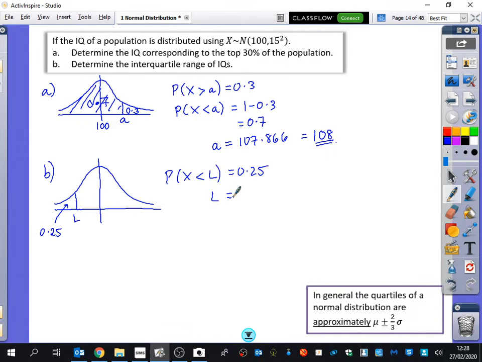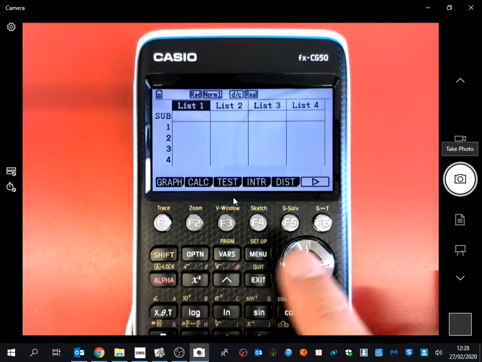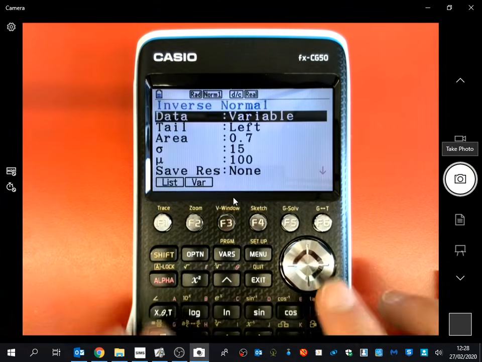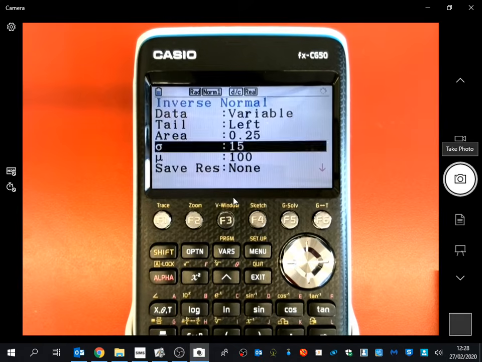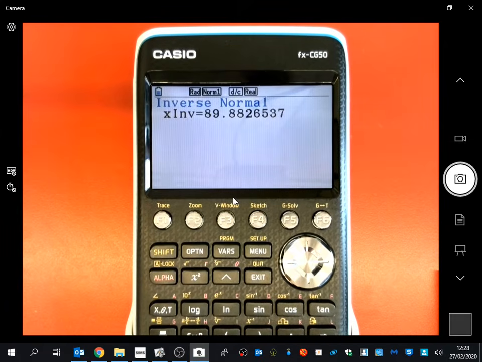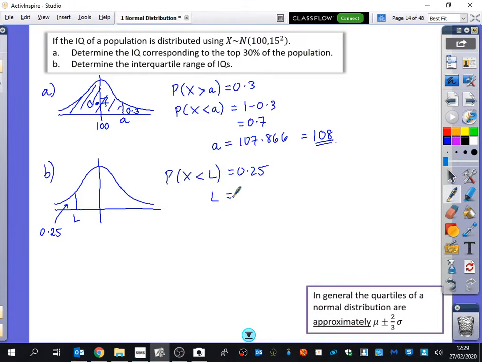So I'm just going to go back to the calculator. This time I'm going to change it so it's 0.25. And we get 89.88.